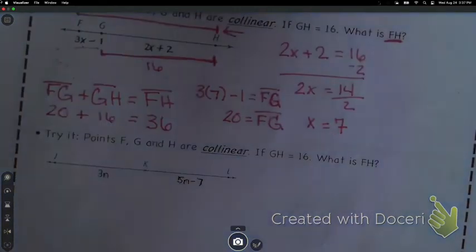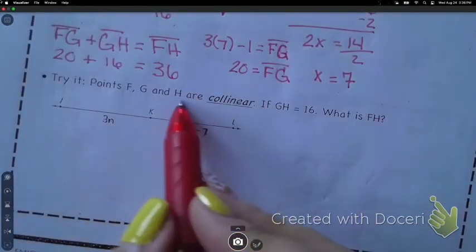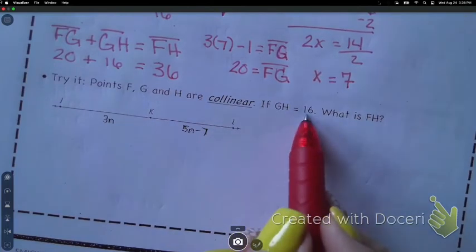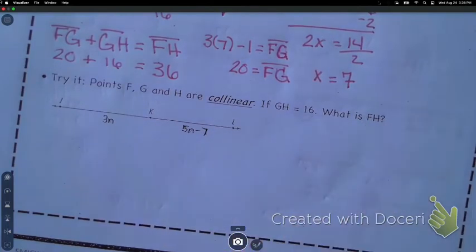Okay. So points F, G, H are collinear. GH is 16 again. What is FH? This one's a little different. Try it on your own.